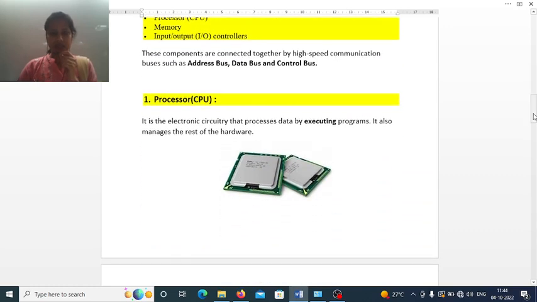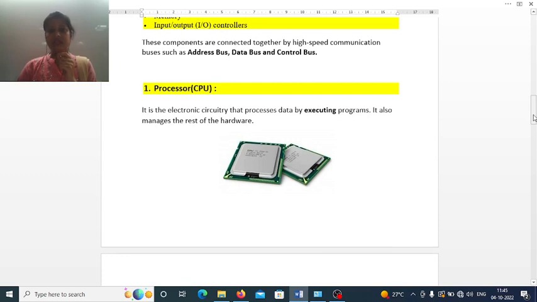So let's look at those one by one. First component is the processor. Processor, also referred to as CPU, is the electronic circuitry that processes data by executing programs. It is the part of the computer which executes programs comprised of instructions. It also manages the rest of the hardware. It does not only execute the program, but it also manages the rest of the hardware.